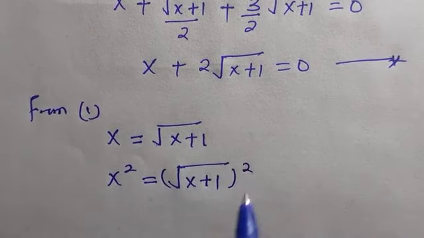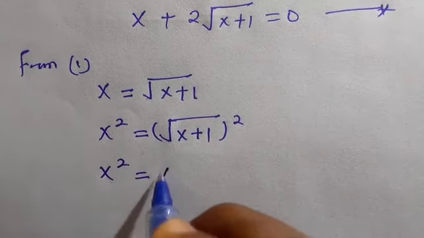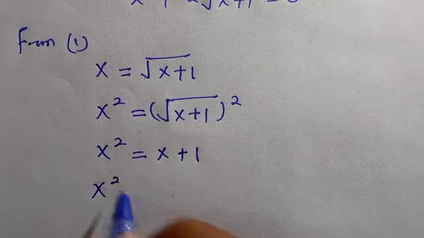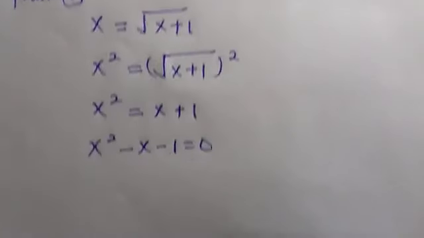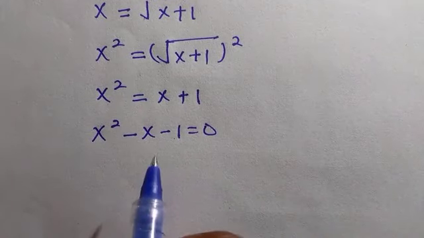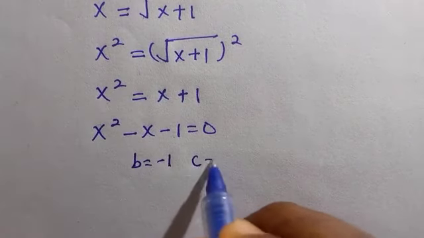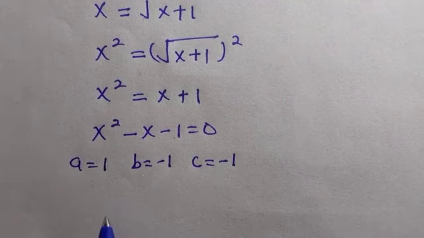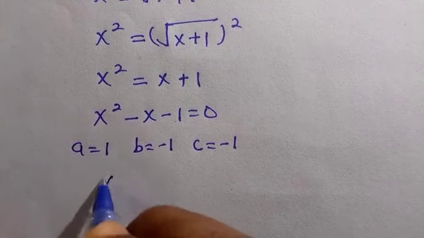This one we also take the square, and we know square and square root cancel each other. So here is x squared equals x plus 1. Taking all this to the left hand side, we have x squared minus x minus 1 equals 0. We can solve this by knowing that b is minus 1, c is minus 1, and a is equal to 1. Since we cannot factorize it, we can apply the quadratic formula and plug in all these values.